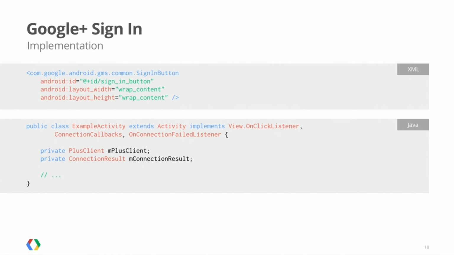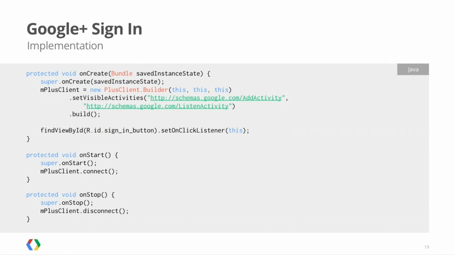In our activity, we'll add a Plus client, and this is going to be our main context for interacting with Google Plus APIs on Android. So we recommend that each activity has a Plus client so that you can be sure that while the Plus client resources are in use, you have an actual user engaged in your app.